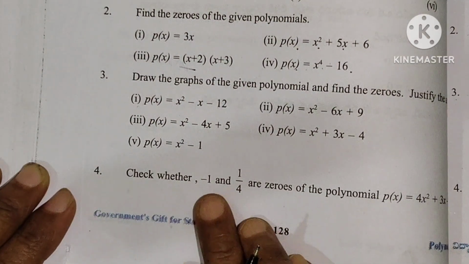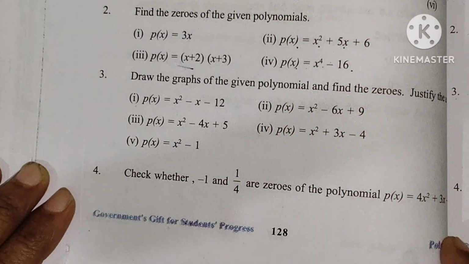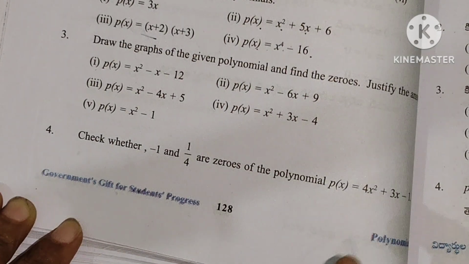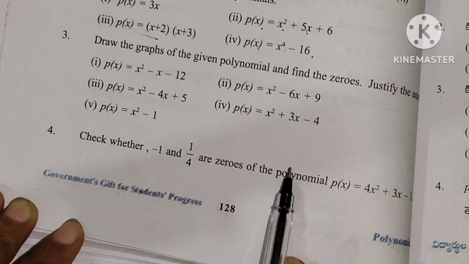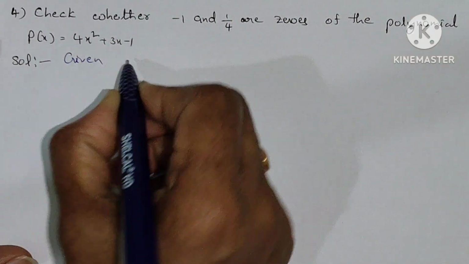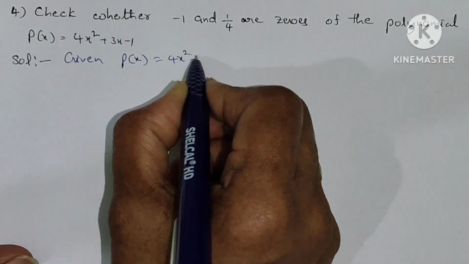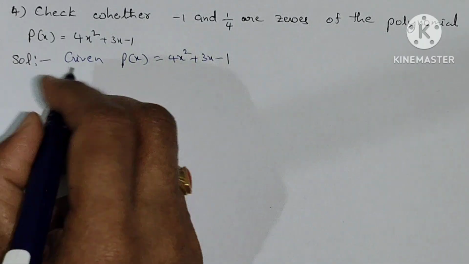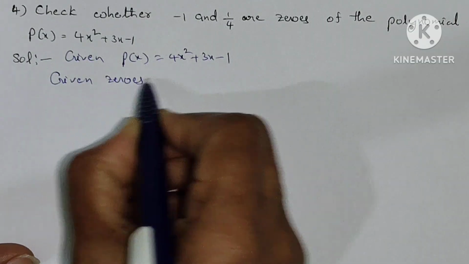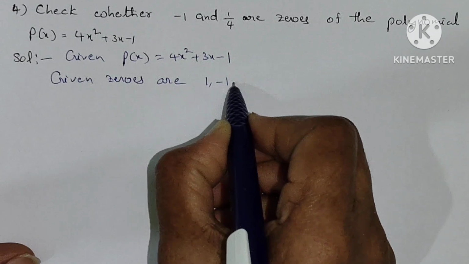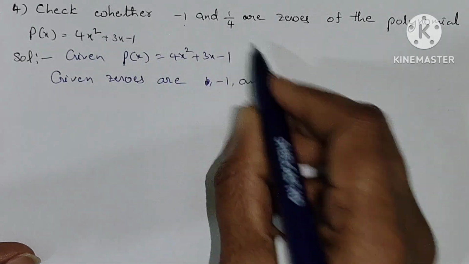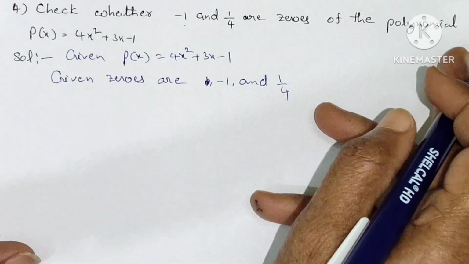Next, fourth question: check whether -1 and 1 by 4 are zeros of the polynomial p of x equal to 4x square plus 3x minus 1. So given this polynomial, we check whether these two are the zeros of the polynomial or not. Here the given p of x equal to 4x square plus 3x minus 1.